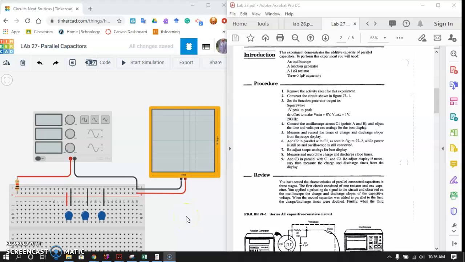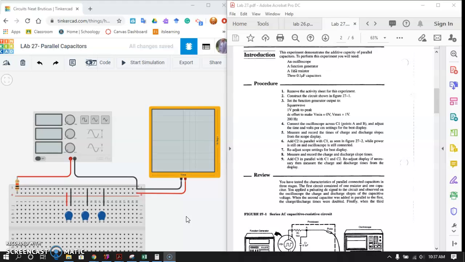All right, guys, today we're going to look at Lab 27. Lab 27 is parallel capacitance, and you should recall that in parallel circuits, when we put capacitors in parallel, we are adding them together and therefore increasing the capacitance. We're basically increasing the plate size of the total capacitor here. So we're able to increase the capacitance, and we should be able to see that today in an RC circuit.